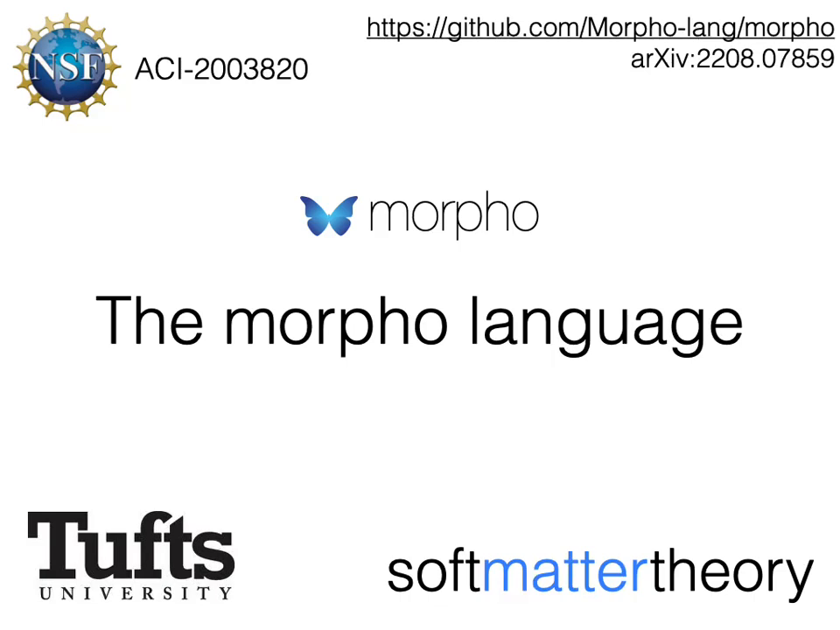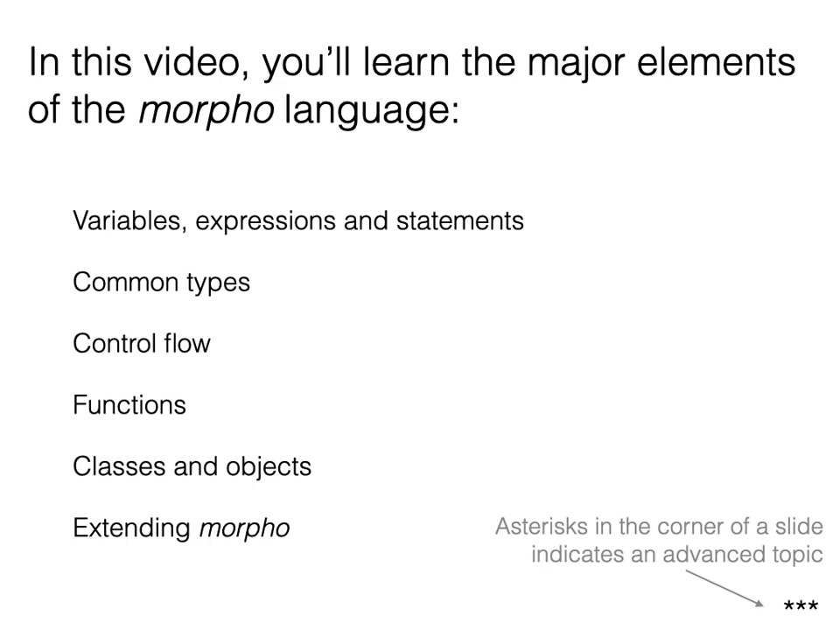In this video, we're going to talk about the Morpho language. You'll learn the main elements of the language, including variables, expressions, and statements, some common data types, control flow, functions, classes, and objects, and also about how to extend Morpho. Every time that you see the triple asterisk on the slides in the corner, this indicates an advanced topic, and if you don't quite understand it, you can feel free to skip the content.